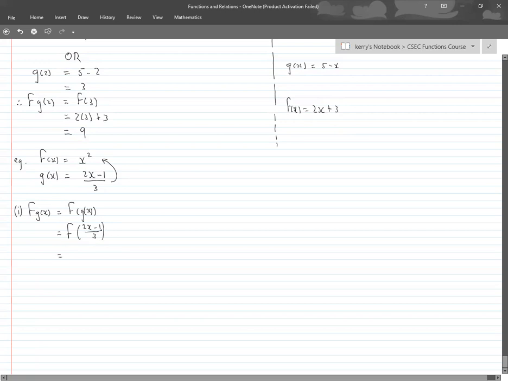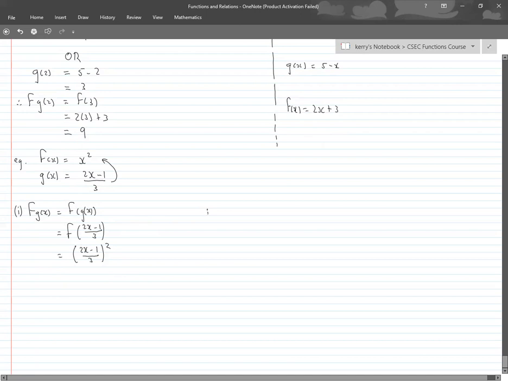So now what is f? f means that you are taking the input and squaring it. But the input now is this entire function, right? So that will give us 2x minus 1 over 3 all squared. And that's it. So this is how we do the composing of our functions, right?